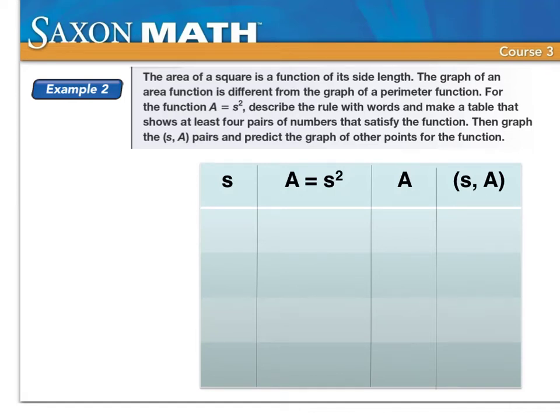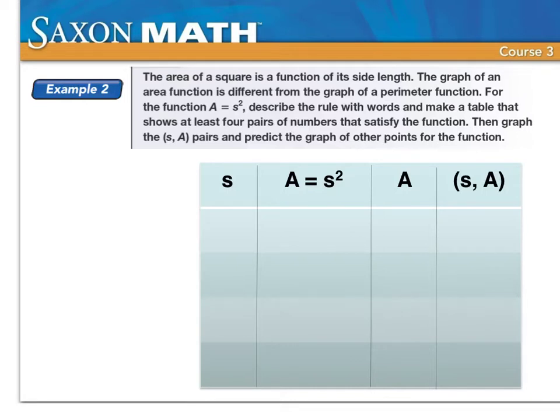Okay, so here's another example. This one says the area of a square is a function of its side length. So the graph of an area function is different from the graph of a perimeter function. Think about the perimeter function that we just did, where we got a straight line for a graph. We'll see what happens when we make an area one.